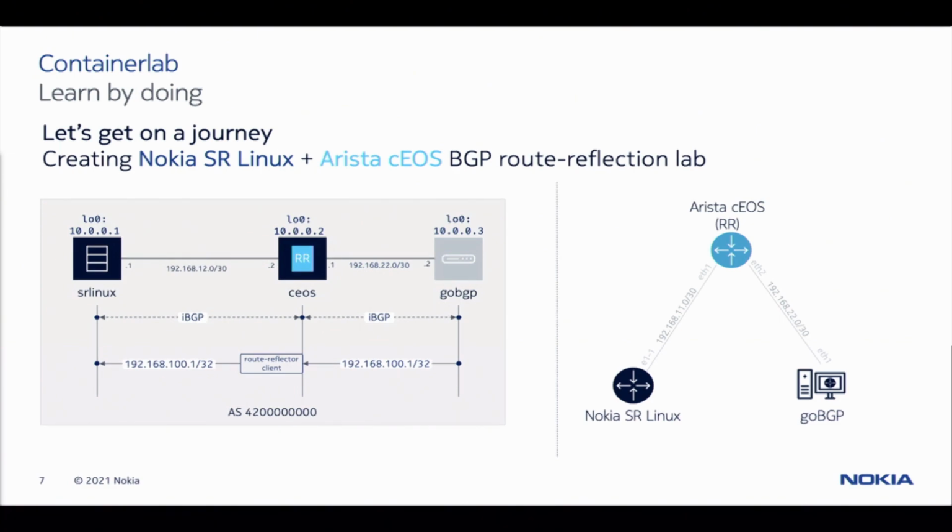GoBGP, a Linux container, will emit a route towards the Arista cEOS. Arista will reflect this route towards Nokia SR Linux, and Nokia SR Linux will have this route in its routing table. On the left-hand side, you see the timeline of the events and the addressing that I will use in this lab, but this is just for your information.